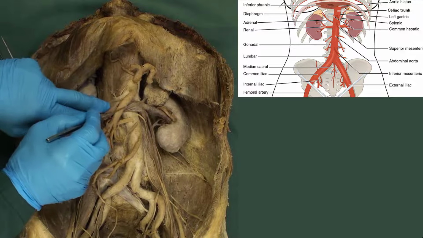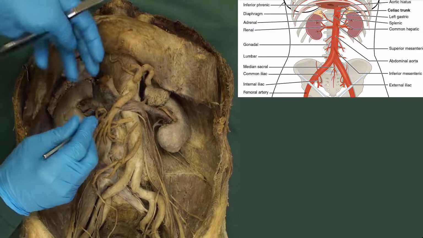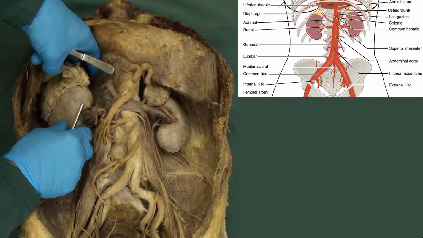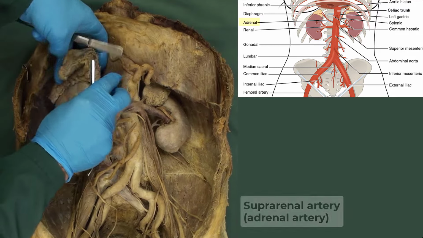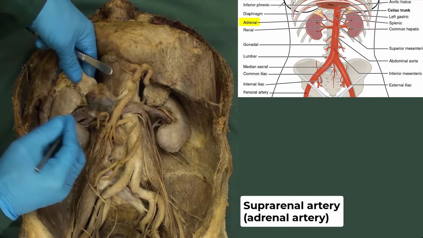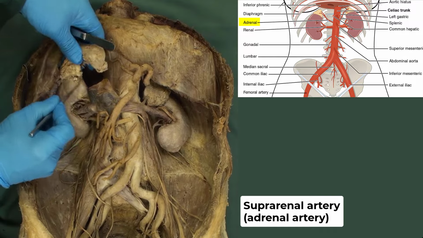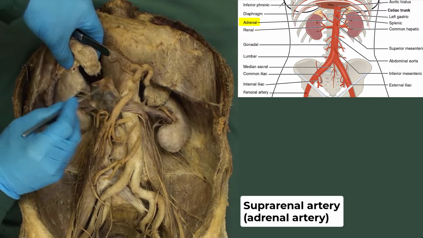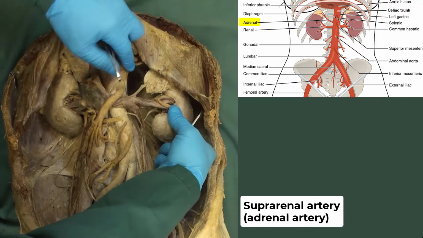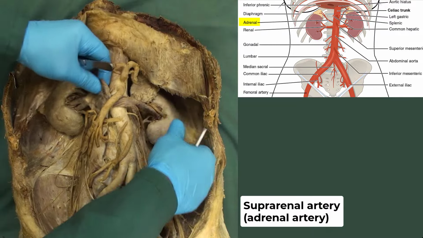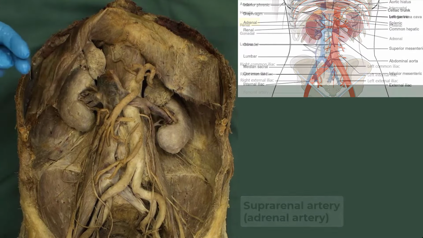By the way, for the visceral, we do have branches for the suprarenal gland, known as suprarenal arteries. Because the suprarenal gland is being dissected here, we can actually find those suprarenal arteries here.